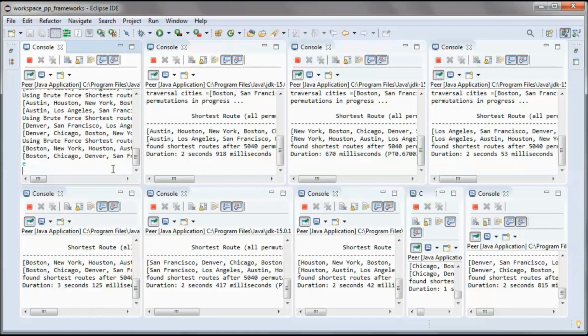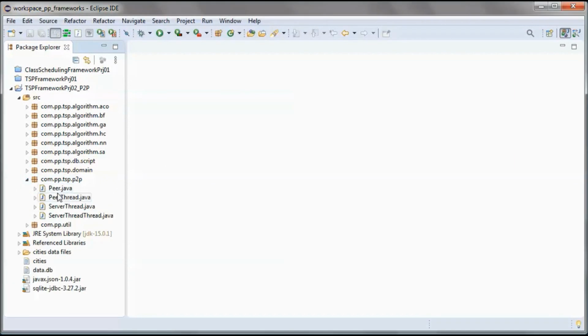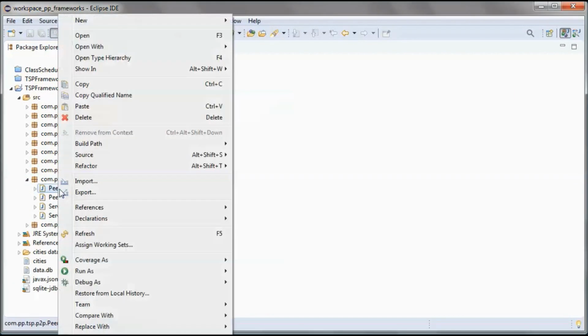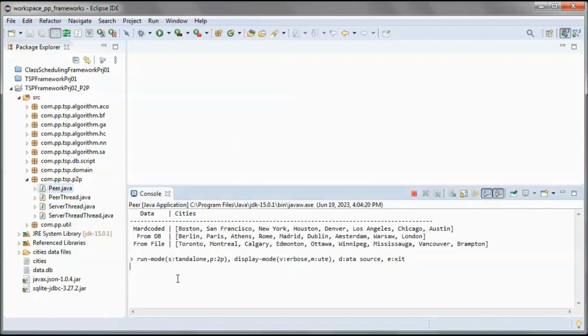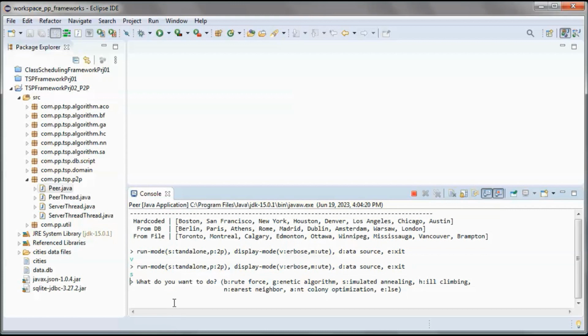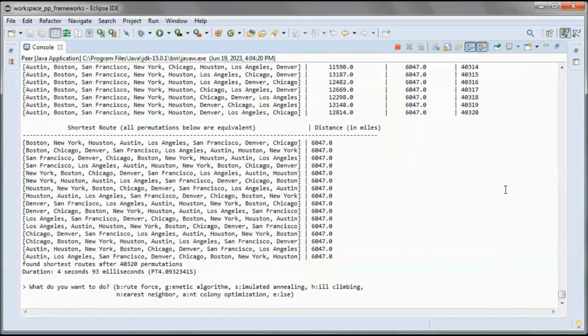Let's exit. And I want to show that we can run in standalone mode. So let's do verbose and standalone, and we'll do brute force. So here we go.